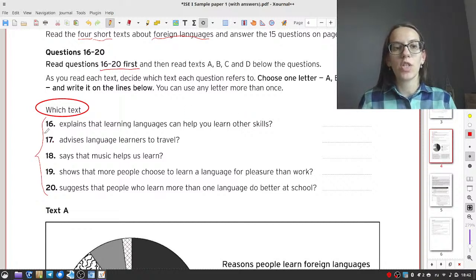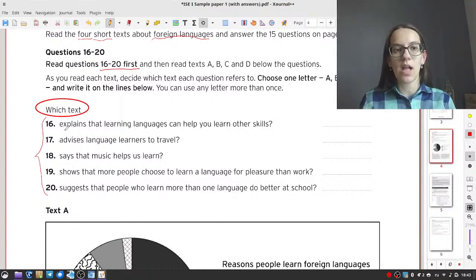And then again, to read question 17, you again start with which text advises language learners to travel. Question 18, again, you start with which text says that music helps us learn. 19, which text shows that more people choose to learn a language for pleasure than work. And question 20, which text suggests that people who learn more than one language do better at school.